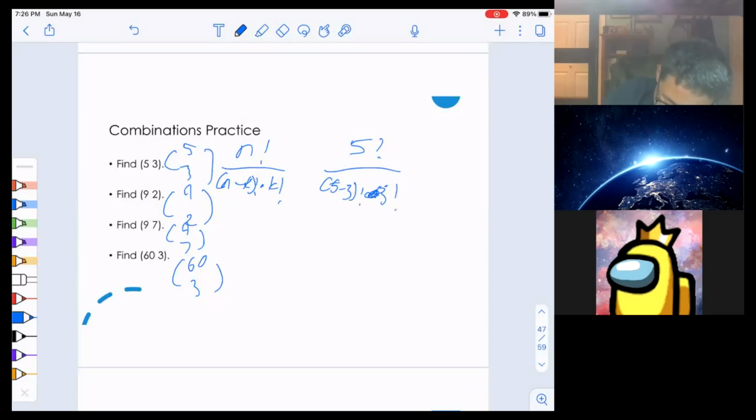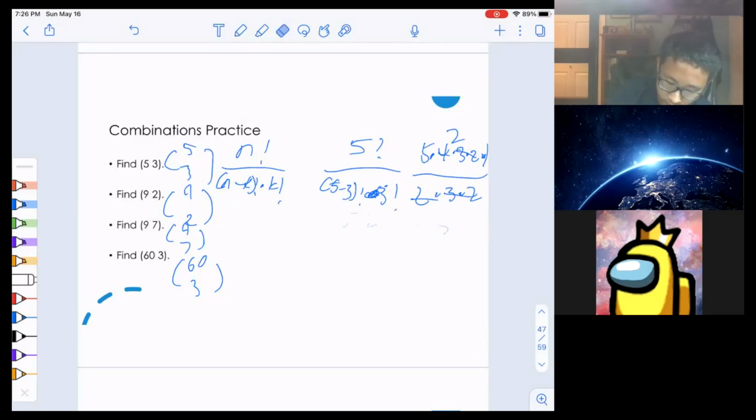And we'll get 5 times 4 times 3 times 2 times 1 over 2 times 3 times 2. So we can just cancel the stuff out like this. And what we'll have left is 5 times 2, which is 10.